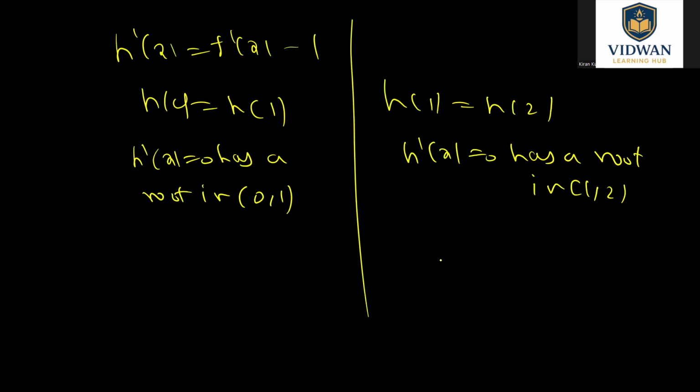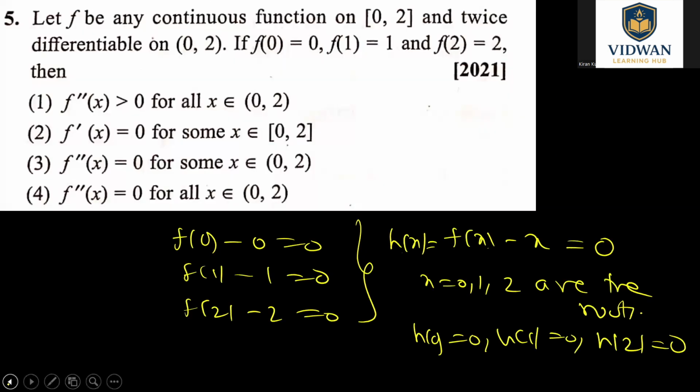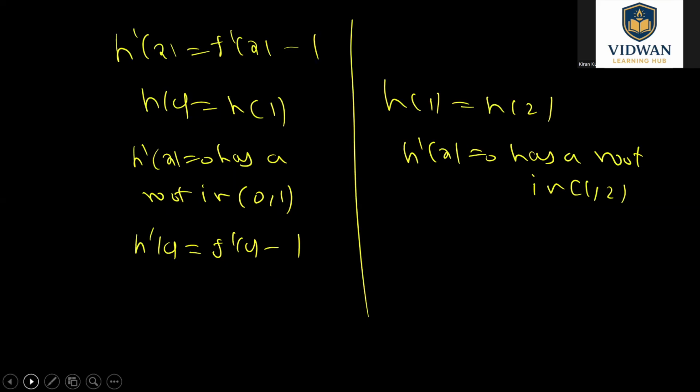Then since you want to conclude something about the double derivative, what is h dash of 0? You find out h dash of 0 is f dash of 0 minus 1. Did they give the f dash of 0 value? We don't know what f dash of 0 is here. Okay, so how will you conclude about the double derivative?